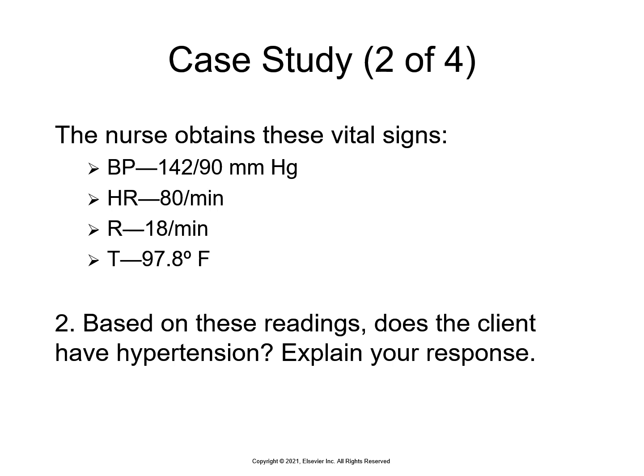His blood pressure is 142 over 90. Heart rate is 80. Respirations are 18. His temperature is 97.8. Based on these readings, does the client have hypertension? Well, he may. Let's think about this. Let's look at the next slide.